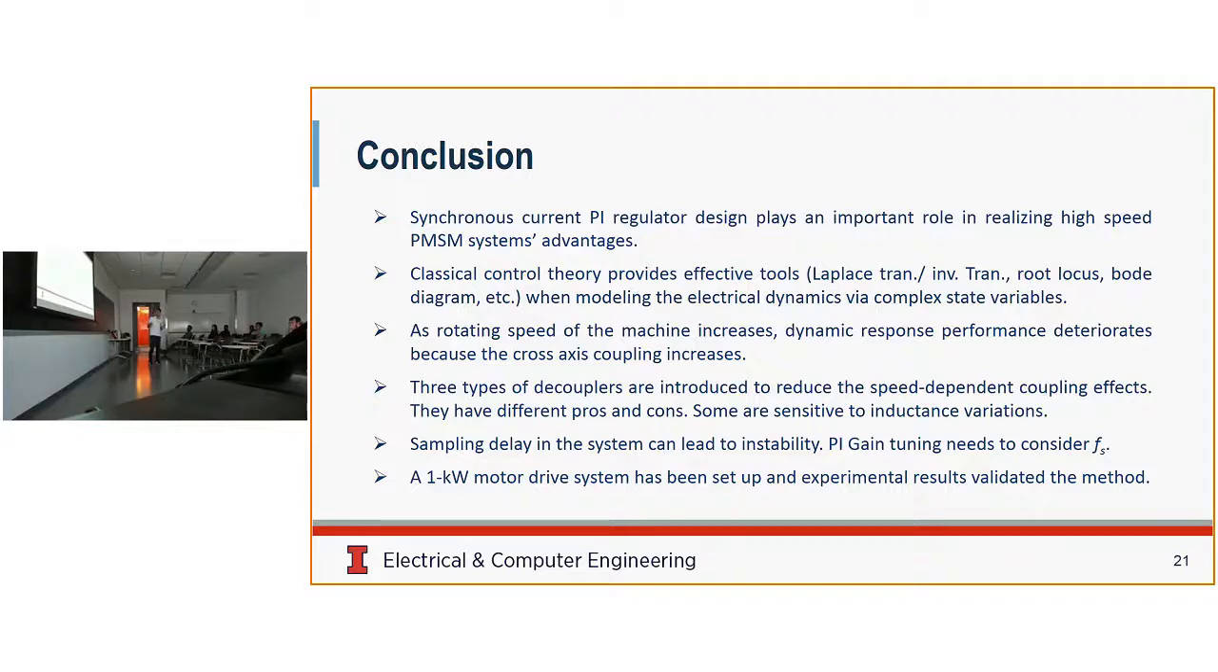And as the rotating speed of the machine increases, the dynamic performance deteriorates because of the cross-axis coupling effects. Three types of decouplers can be introduced to reduce the speed-dependent coupling effects. They all have different pros and cons, and some are sensitive to the inductance variations, which we need to pay attention to. And the sampling delay in the system can lead to instability, and that places a limit on the maximum gain that we can use for the system.